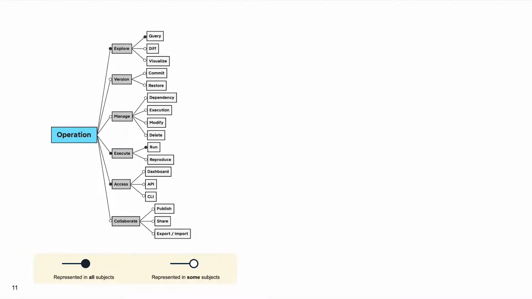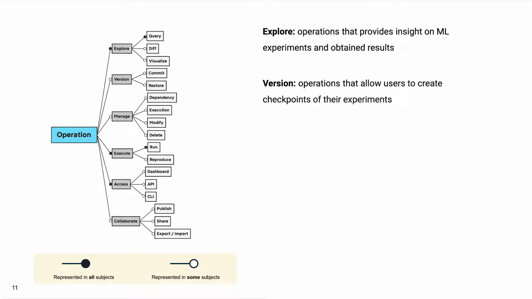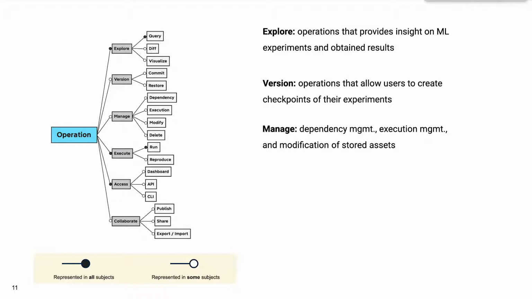Under the feature operation, we have Explore, which allows users to derive insight on their ML experiments and the obtained results. We have the Version operation through which users can create checkpoints of the experiment and restore to earlier versions as needed. The Manage operation allows users to manage asset dependencies, to manage process execution, and modify assets or even delete some assets.